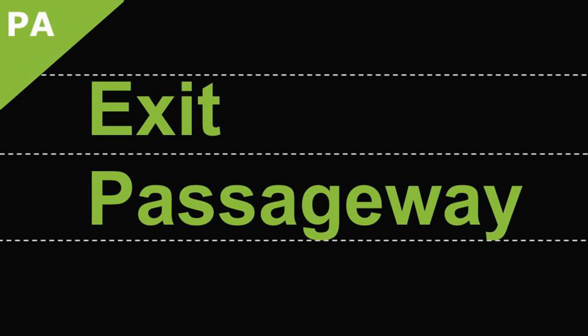Exit passageway. Exit passageway is a horizontal, fully enclosed portion of an exit that is used as a means of egress. The exit passageway leads from an exit doorway to an exit discharge or public way. This requirement is defined in Chapter 10, Means of Egress.